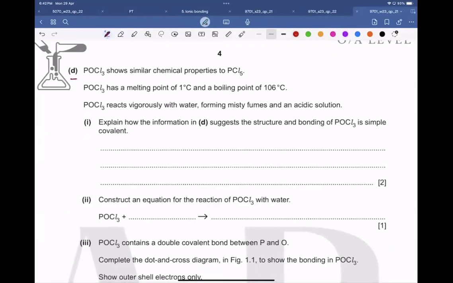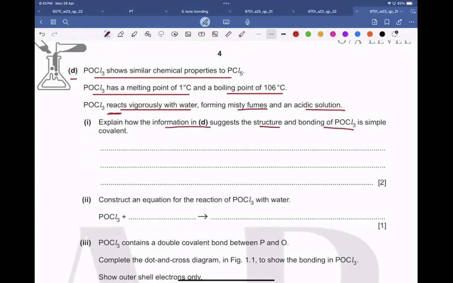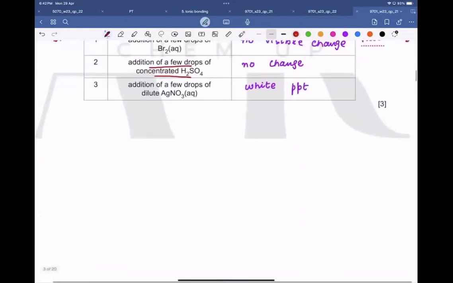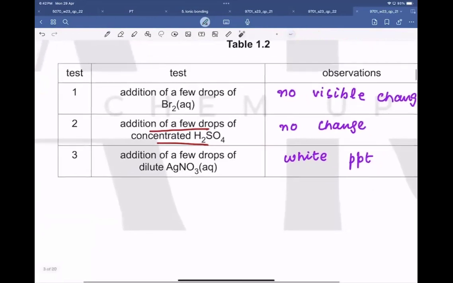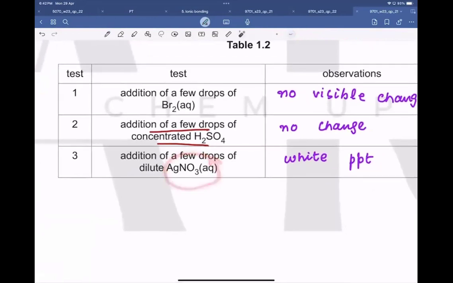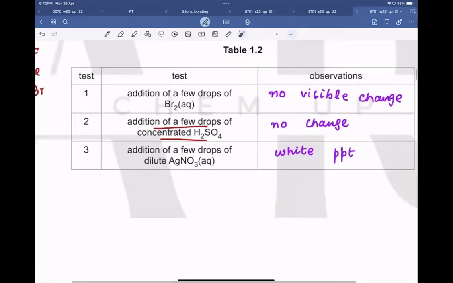Okay. Now D part. POCl3 shows similar chemical properties to PCl5. POCl3 has a melting point of 1 degree Celsius and a boiling point of 106 degrees Celsius. It reacts vigorously with water, forming misty fumes and an acidic solution. Explain how the information in D suggests the structure and bonding of POCl3. Now you have to justify. Which one, Anshara? That is the test that you have been studying since your O levels or IGCSE, that when we add aqueous silver nitrate and we get the white precipitate, it's the chloride, and that is the test that you were doing in paper 3 as well. The test for cations and anions.